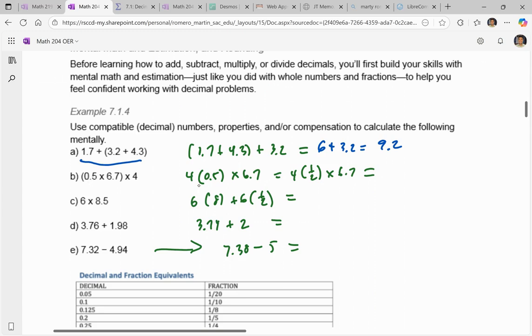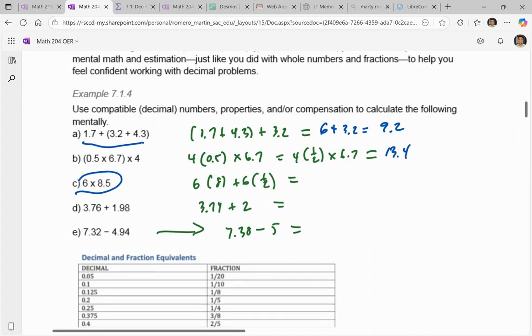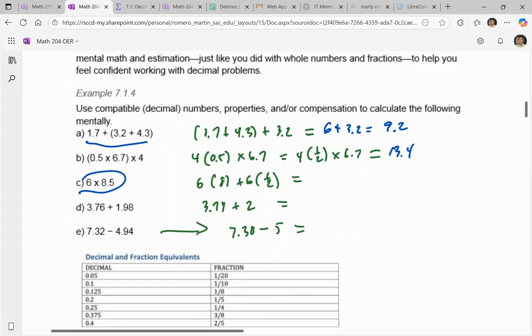0.5 times 4, half of 4. So that becomes 2 times 6.7. So that's 12 point... 13.4. So it's really about rewriting these, being compatible, and then using compensation, using numbers that are compatible. So I break the 8.5 into 8 and a half. You can imagine that is 6 times 8 plus 0.5. Then we use the distributive property. So you get 48 plus 3. So that's 51. Here we're adding.